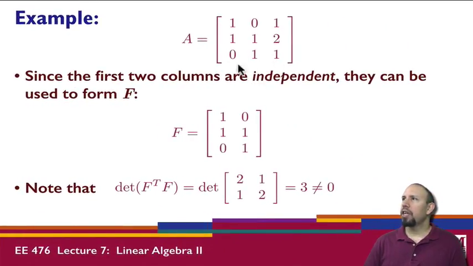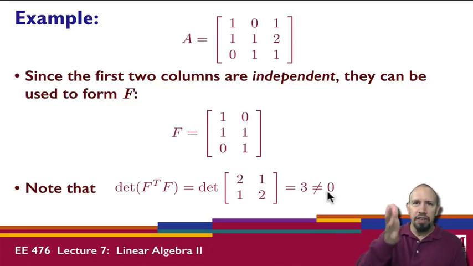Okay, so we have this matrix. We notice that the first two columns are independent, the last one is dependent, so we ignore that last column and just choose the first two columns. So we form the matrix F from that, and we go through and show that the determinant of F transpose F, so when we multiply this matrix times the transpose of this matrix times itself, we get this matrix. The determinant of that is 3, which is non-zero, so we're good.